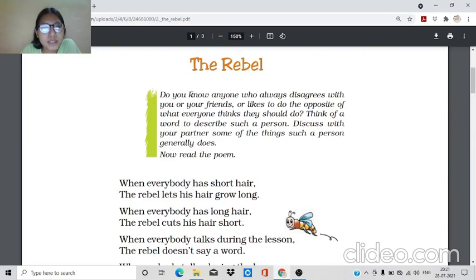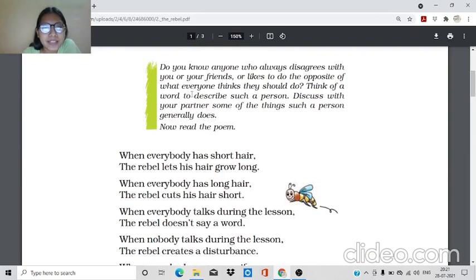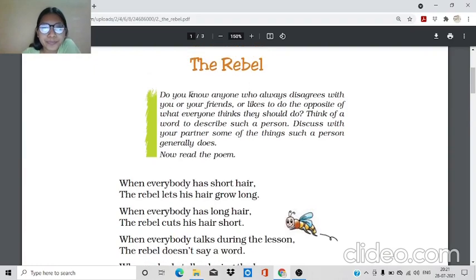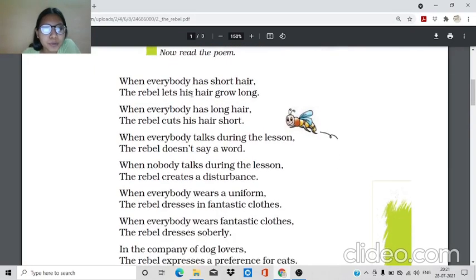The poem itself is a discussion of what a rebel will do in a certain situation. What is the character of a rebel? What is the behavior of a rebel? Okay, so let's first read the poem. Now read the poem, okay?